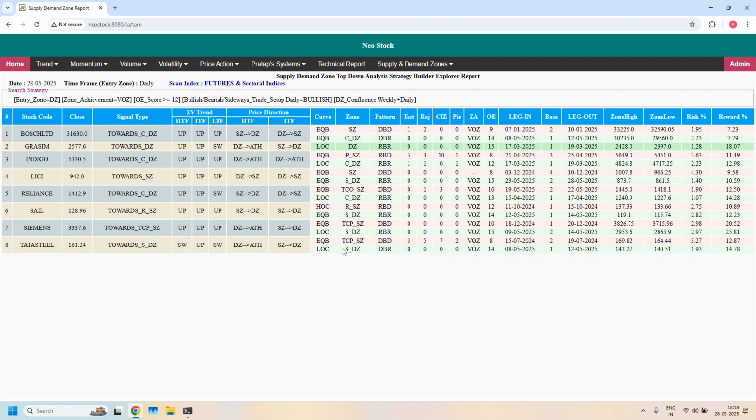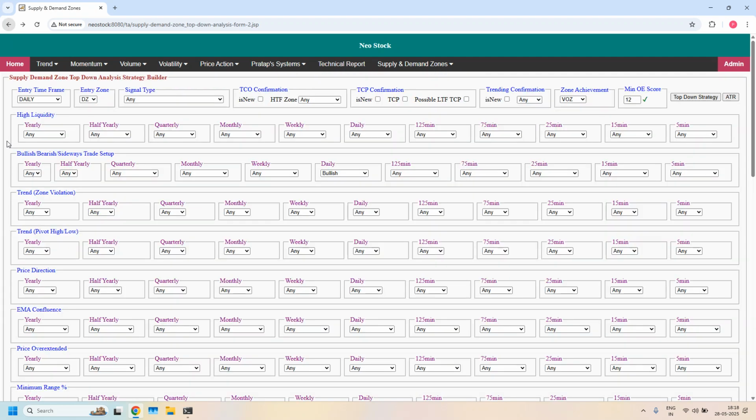In these 8 stocks, these daily demand zones are overlapped with weekly demand zones. And weekly trend is uptrend in all these stocks, ITF trend. And daily zone overlapped with weekly, and that weekly demand zone having weekly EMA. So let us verify weekly demand zone having weekly EMA confluence. In that case, the overlapped daily demand zones might be having more high probability to get success. So I'm going back in the EMA confluence at weekly, because daily is overlapped with weekly. So we are checking weekly demand zone having weekly EMA or not.